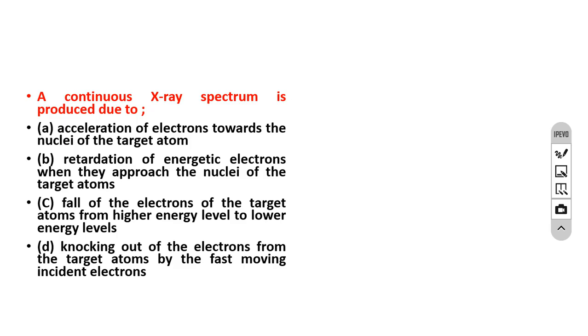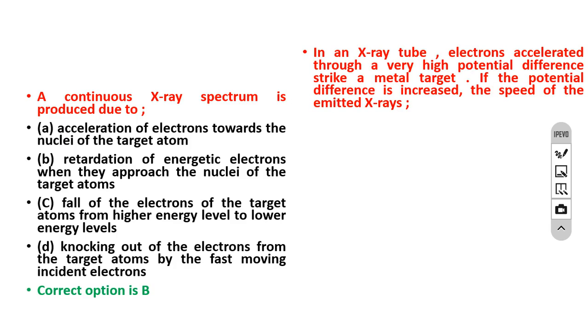I take it again. A continuous X-ray spectrum is produced because of what? When there is retardation, the slowing down of energetic electrons when they approach the nuclei of the target atom. As the electrons approach the target, they slow down and they begin to emit X-ray photons. The correct option is B.